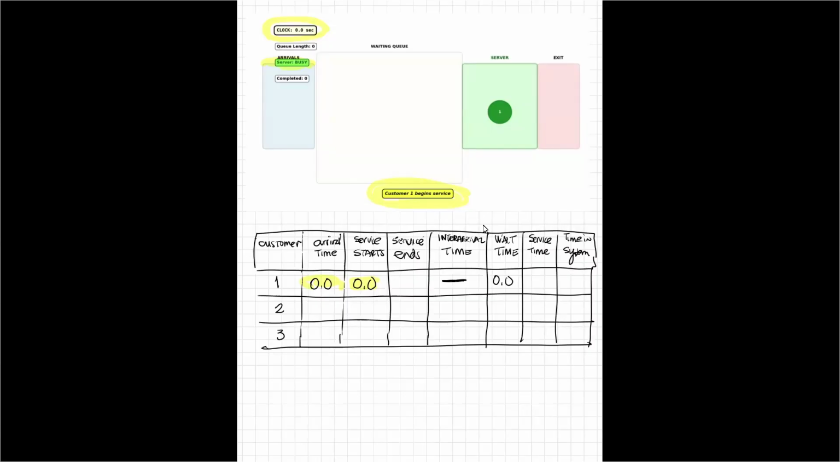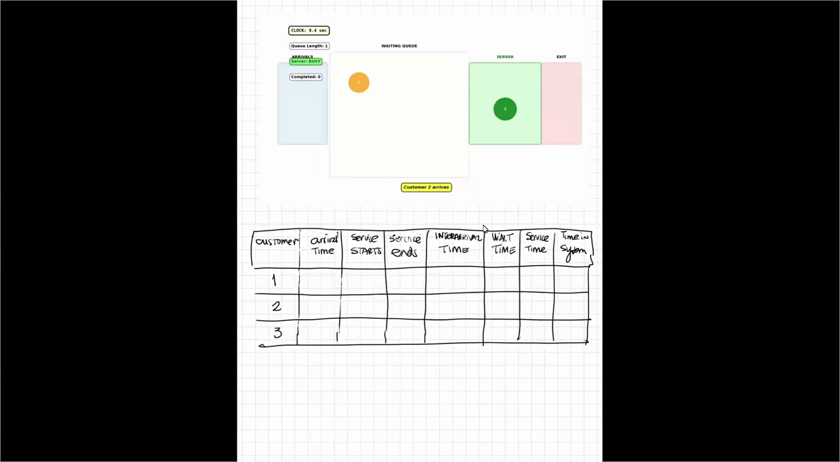Whenever something else happens. Two things may happen. What's next? Well, one of two things: either customer 1 finishes, and we move the clock there, or customer 2 arrives. So what happens if customer 2 arrives now? They're going to have to wait. Let's see what happens.